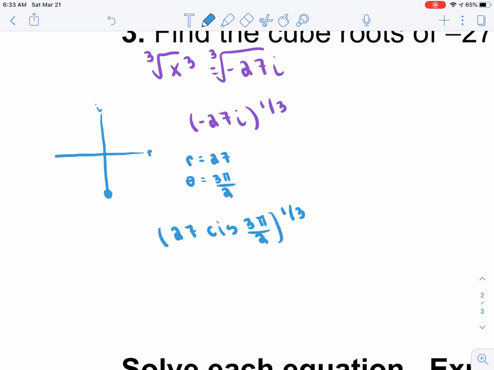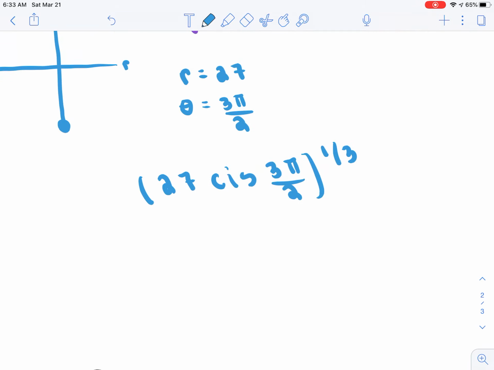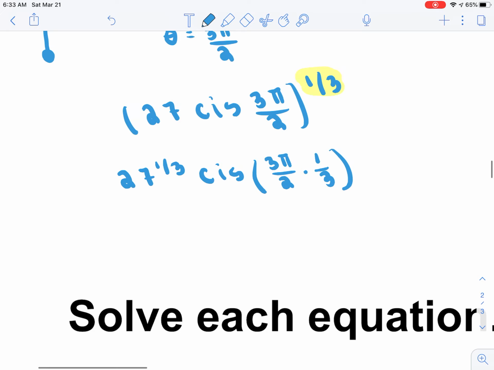But then we need to use de Moivre's to find what our first solution is. So again, this is not our first solution. Common mistake is that people forget to actually do this part, which is very important because that's how you get that first solution. So we're going to get this 27 to the 1/3 power, cis, and then 3 pi over 2 times 1/3. So 27 to the 1/3 power is 3, cis, and then when we multiply here, we can cross cancel, pi over 2.